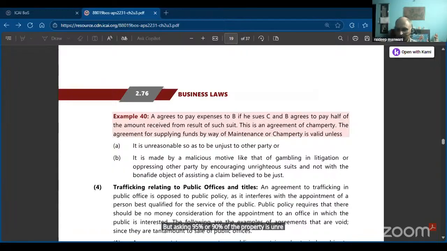Now, this type of agreement where you're trying to exploit another person is considered, then the champerty agreement is null and void. What is the champerty agreement? Null and void.